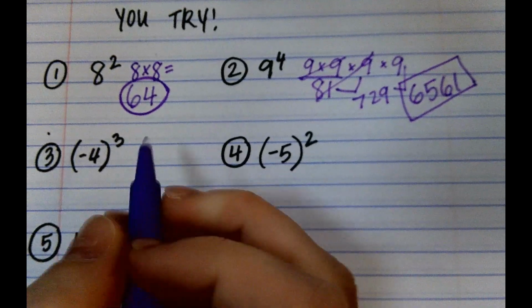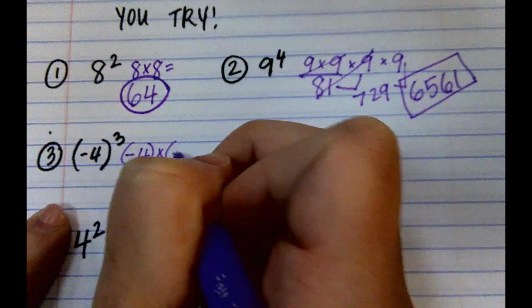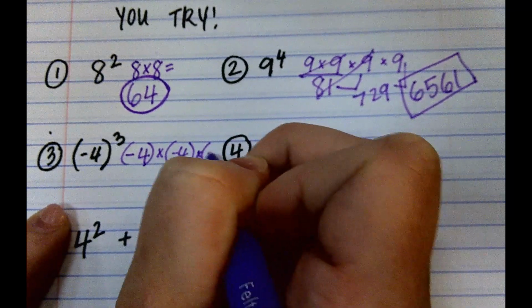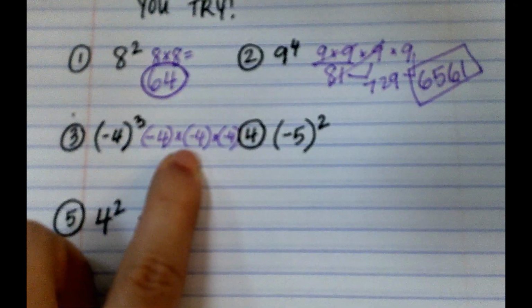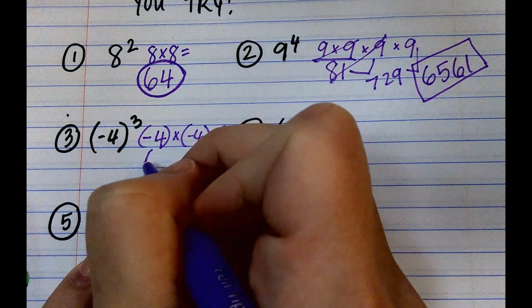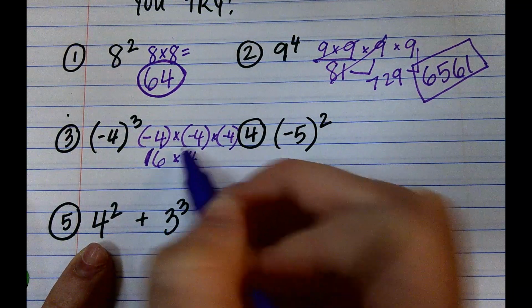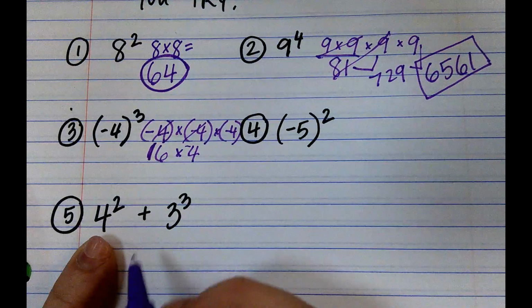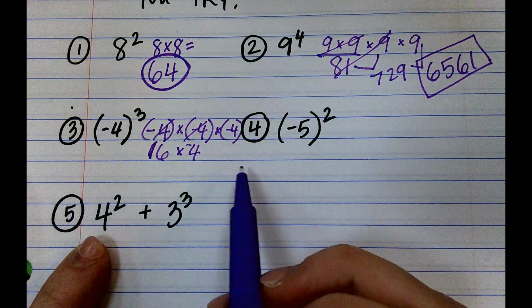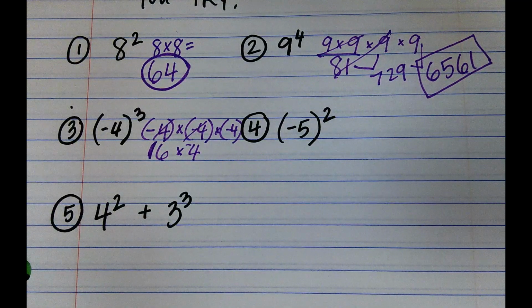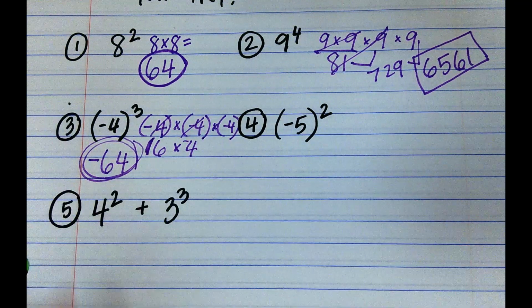Okay. Number 3. Negative 4 times negative 4 times negative 4. First, negative 4 times negative 4 is positive 16. Positive 16 times negative 4 is 64. Positive or negative? Positive times a negative, different signs give us a negative answer. Good. Negative 64.